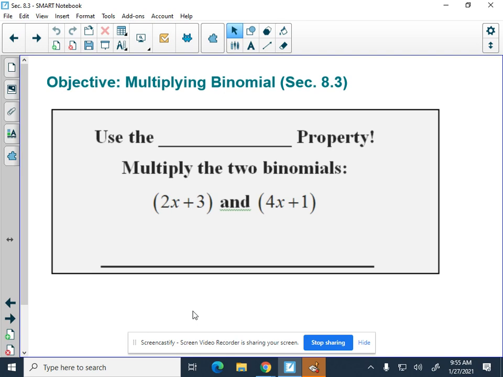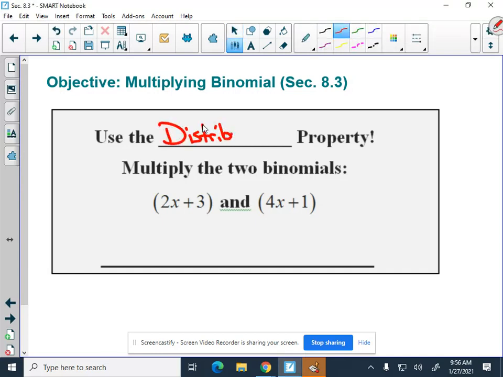This is section 8.3. We're going to learn about multiplying what we call binomials. Binomials have two terms. To multiply binomials, you use the distributive property. This is really a pretty easy lesson because they're all things you already know how to do. You just have to practice a little bit. You have to remember how to multiply and distribute, and you have to remember how to combine like terms. So here it says multiply 2x plus 3 and 4x plus 1.